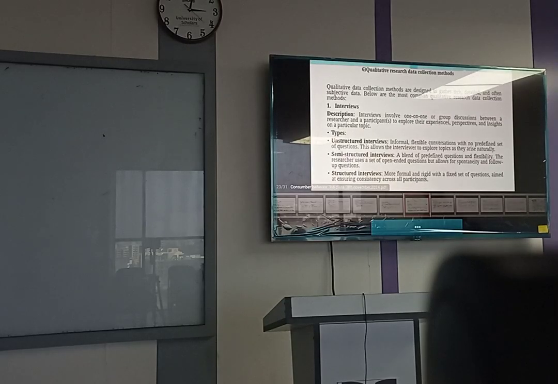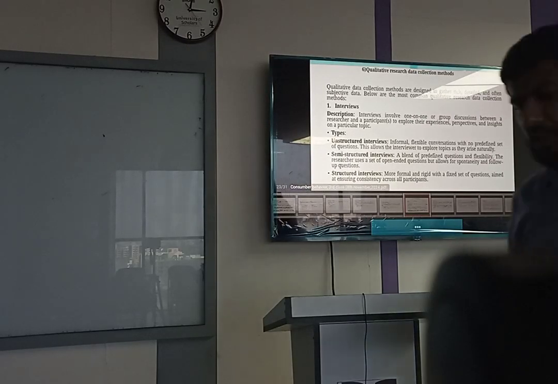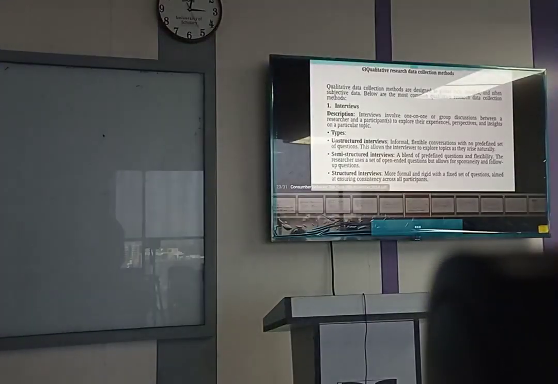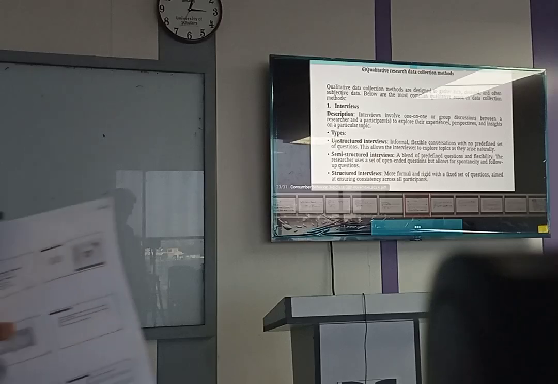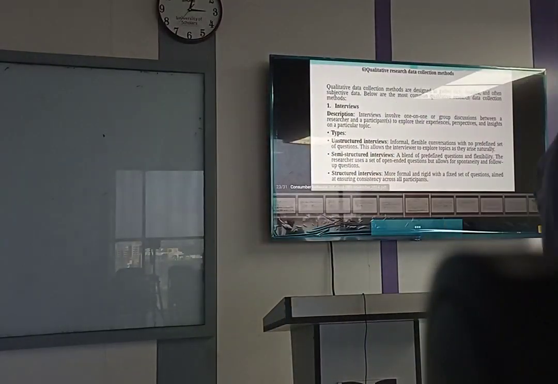Next is qualitative research data collection methods. There are a few ways by which we do qualitative research data collection. Number one is interviews. Interviews involve a one-to-one setting with an interviewer. In this interview phase, the interviewer interviews the participants. It can be of 3 types: unstructured interview, semi-structured interview, structured interview.